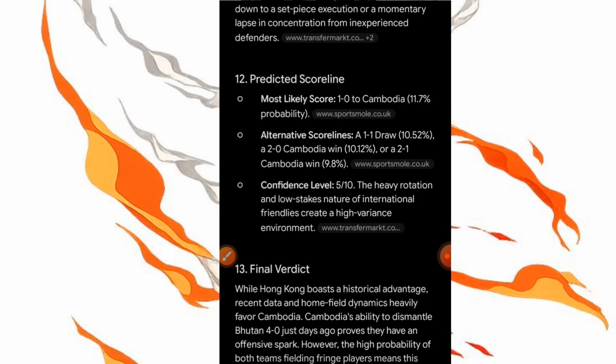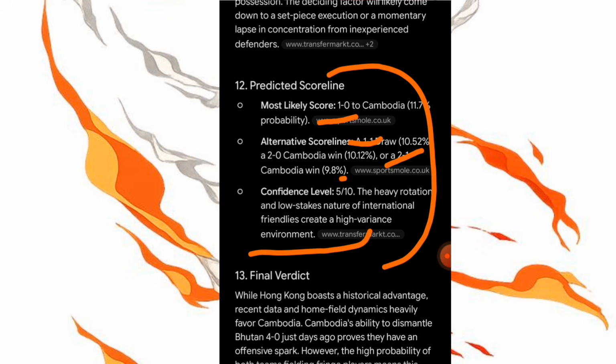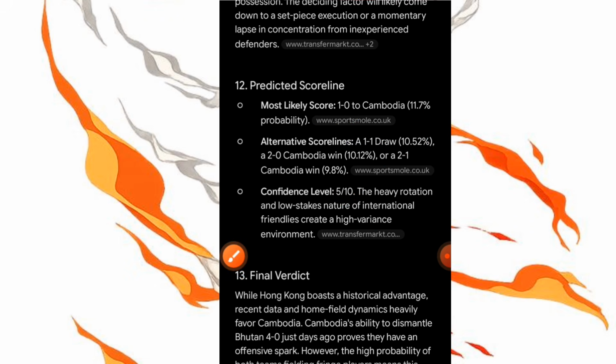Alright, so if you look at the predicted scoreline, the most likely score for this match is 1-0, and the alternative scorelines are 1-1 and 2-1. Now, there is one thing that I want you guys to take note of. In this particular match, we are not really expecting many goals, but at the same time, goals can actually occur. Now, you can read the confidence level, which shows 5/4, and why. It shows average, not sure, and we are not certain about the scoreline.